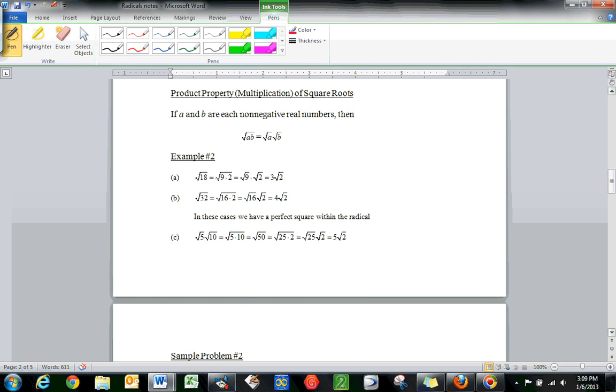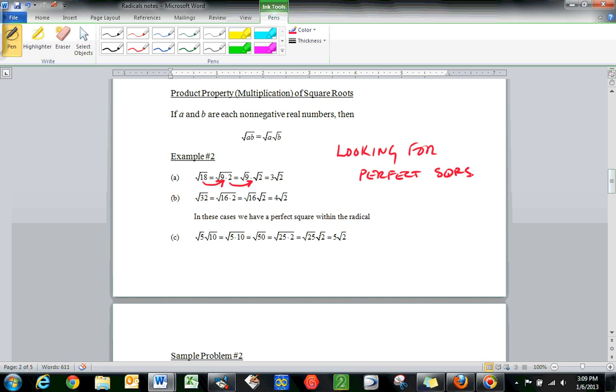The first one is the multiplication property, or the product property, where we can take a value and break it up into two individual radicals. So if you look at part A, you can see that we can break 18 up into 9 times 2, which can then break up into two completely separate radicals. Whenever you use the product property, what you're really doing is looking for perfect squares. So you're going to look for perfect squares embedded in a number.